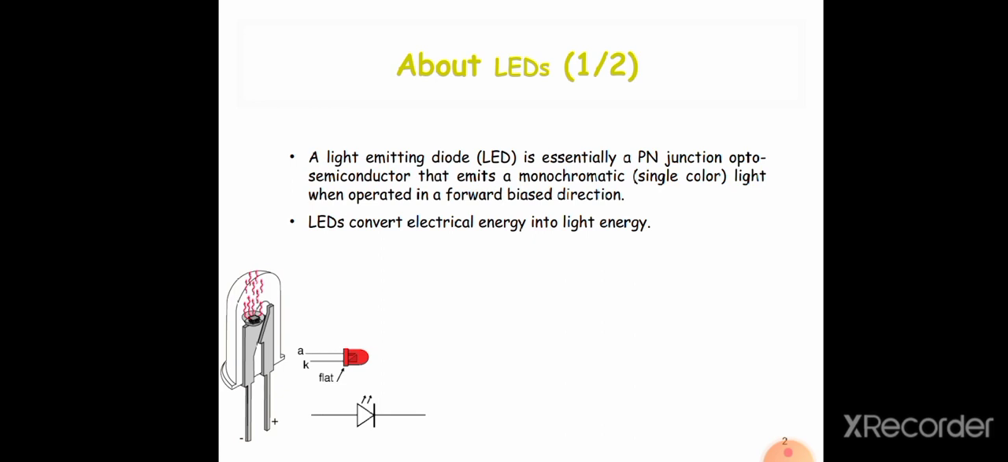It is used in clipper circuits and clamper circuits. It is used in the rectification process. It is used as a switch. After that we have seen the use of the Zener diode. The Zener diode is nothing but a reverse bias diode, or we can say that it is used as a voltage regulating device.